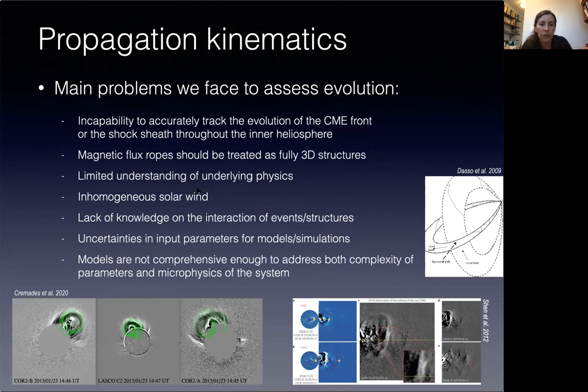We have also a limited understanding of the underlying physics, which is crucial for model implementation. Again, the inhomogeneous and complex nature of the solar wind, lack of knowledge on the processes that take place when events and structures interact. So here we have an example of interacting CMEs or CMEs interacting with other structures. Also here we have this example in Dasso et al. 2009. And we have uncertainties in input parameters for models, and the fact that models are not comprehensive enough to address both the complexity of parameters and the microphysics of the system. For instance, to include turbulence and waves.